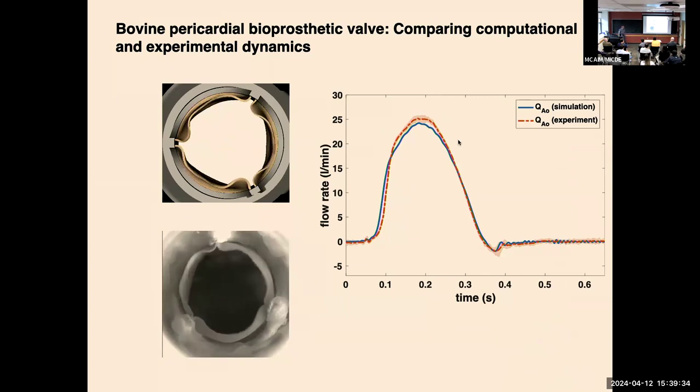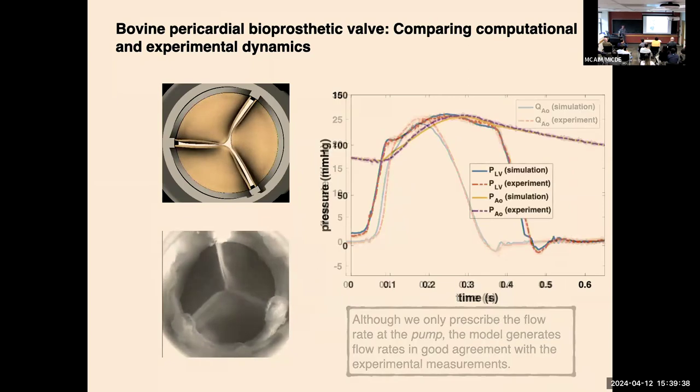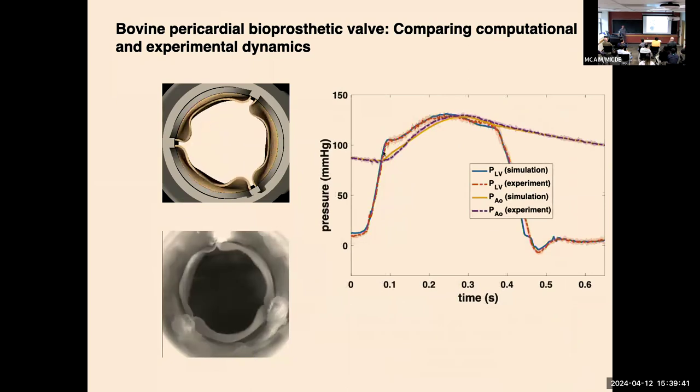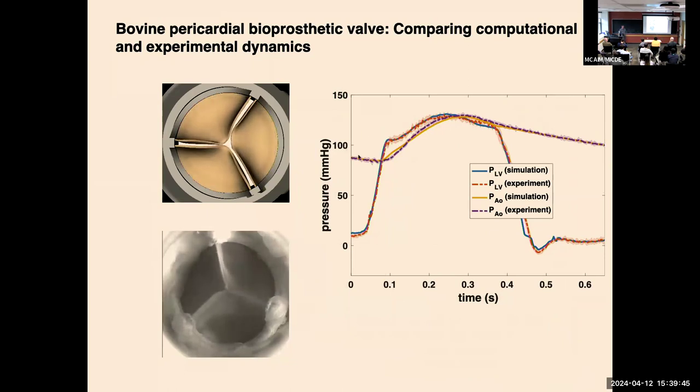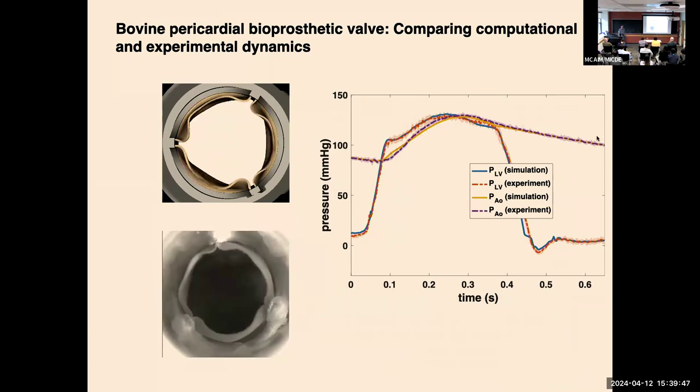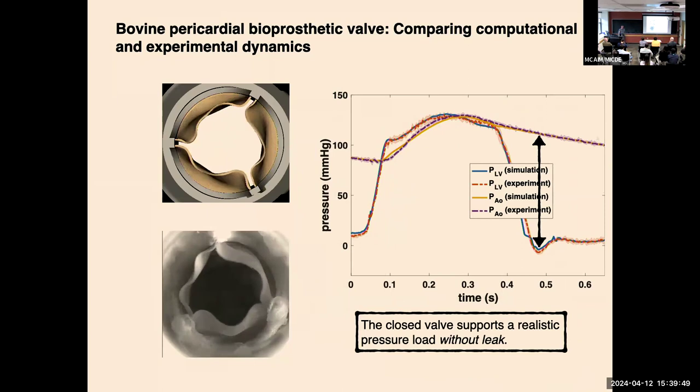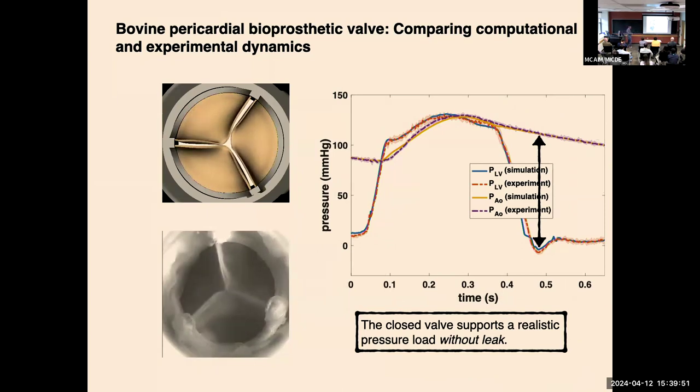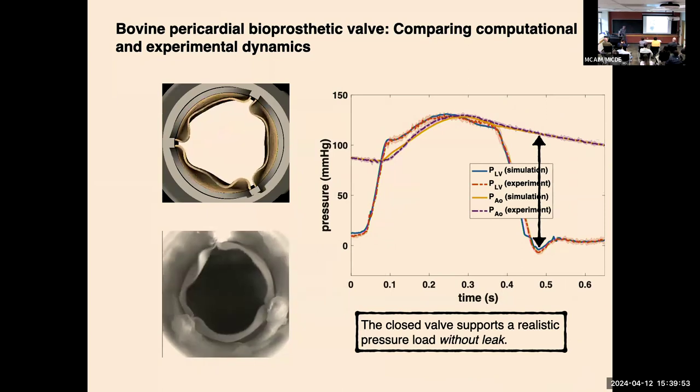So this is comparing the simulation as a solid curve, the experiment as the dashed curve. This is looking at pressures. This is the driving pressure, sort of the left ventricular pressure, the lower curve. The downstream curve is like the aortic pressure. They're in very good agreement. And in particular, the closed valve supports a realistic pressure load without leaking.